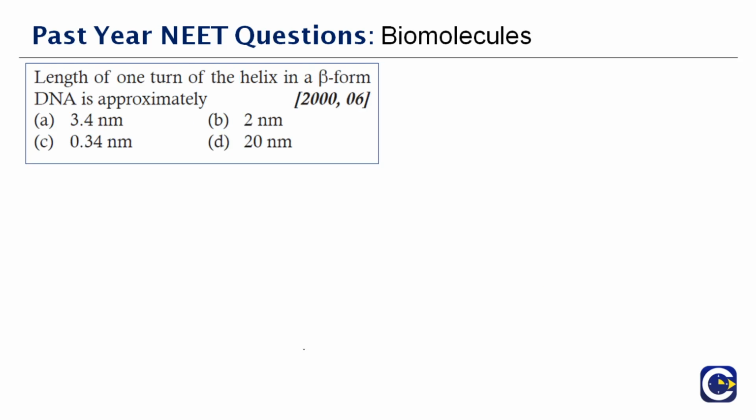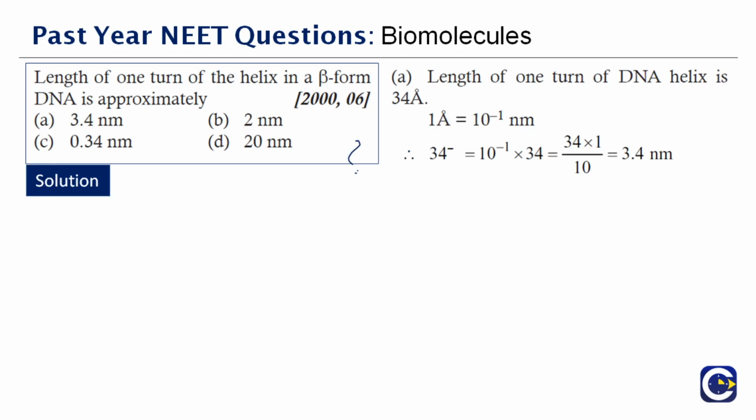Okay, next question. This question was asked in the year 2000 as well as repeated in the year 2006. Length of one turn of helix in B-form DNA is approximately dash. This is just a calculation that you need to know. On your right side you have the formula. The length of one turn of DNA helix is usually 34 angstrom. Here they are asking the length of one turn of a helix in B-form of DNA. We all know that 1 angstrom is equal to 10 to the power of minus 1 nanometer.